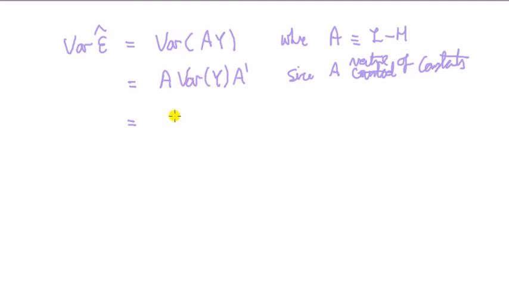But what is the variance of y? We can write that down now. It's going to be A. Under assumptions given, the variances being constant and the covariances being 0, we can gather it together to write sigma square I n.